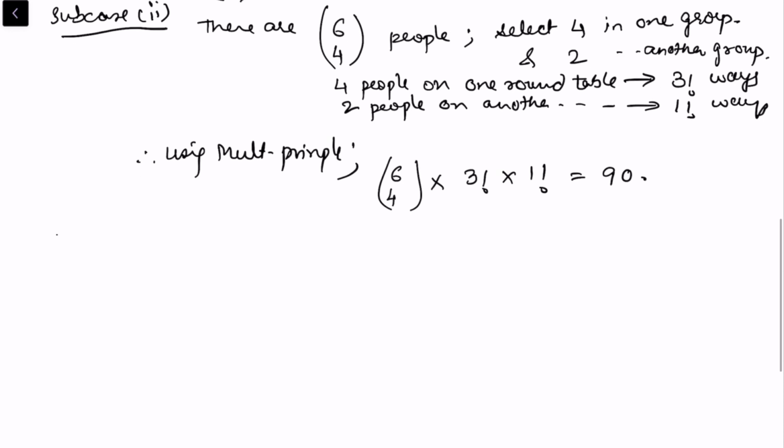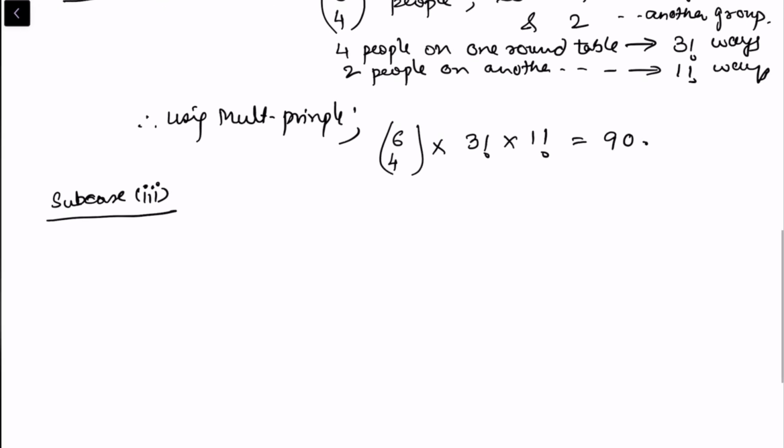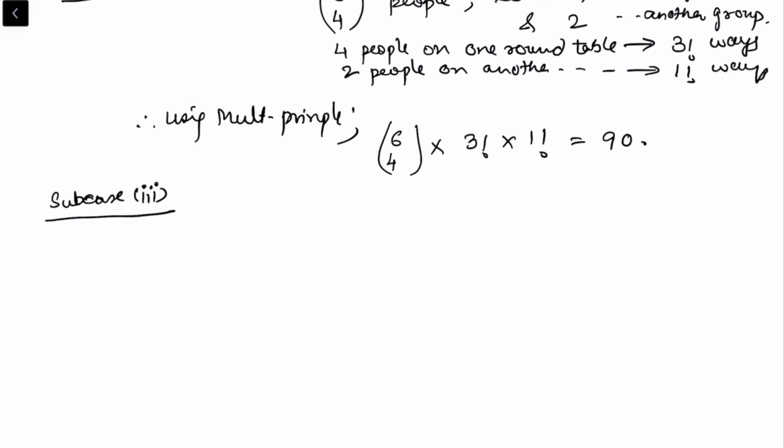Now we will look at the sub case 3. The sub case 3 was when we placed 3 people on the first table and 3 people on the second table. In this case we need to be a little careful while we place 3 plus 3. So this is 3 on the first table and 3 on the second table.